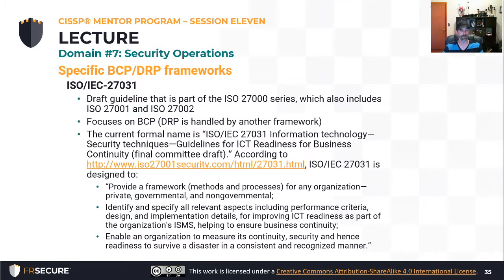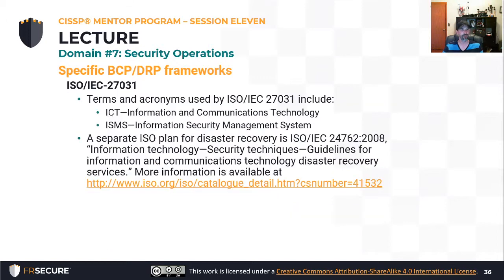Know this. Know that they exist. Know that there's more than one framework. I'm not going to read all this to you guys, but just know that it's there. This particular ISO series focuses just on the BCP and the DRP. The BCP and the DRP is actually handled by a different framework. The key terms here are the ICT, the information and communications technology, and the ISMS, information security management system.